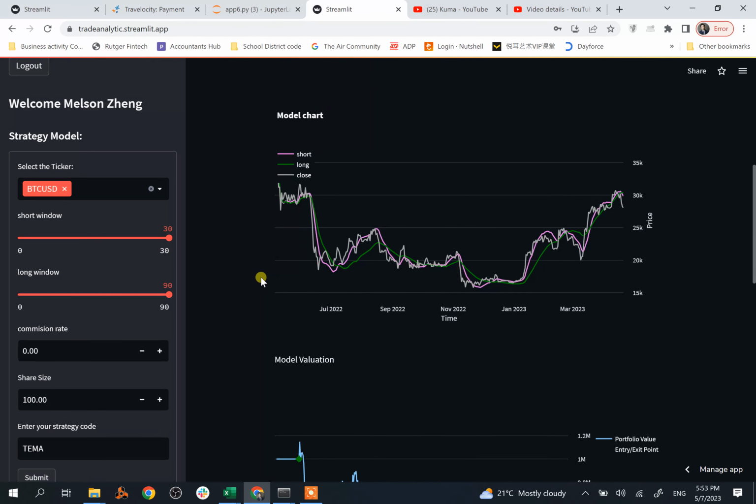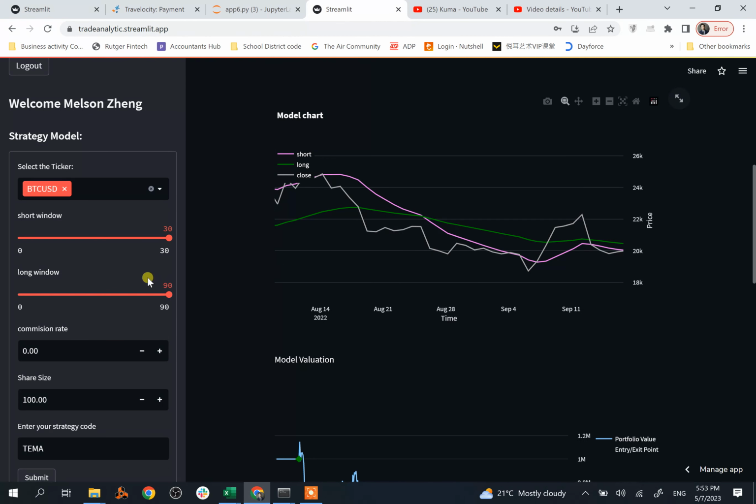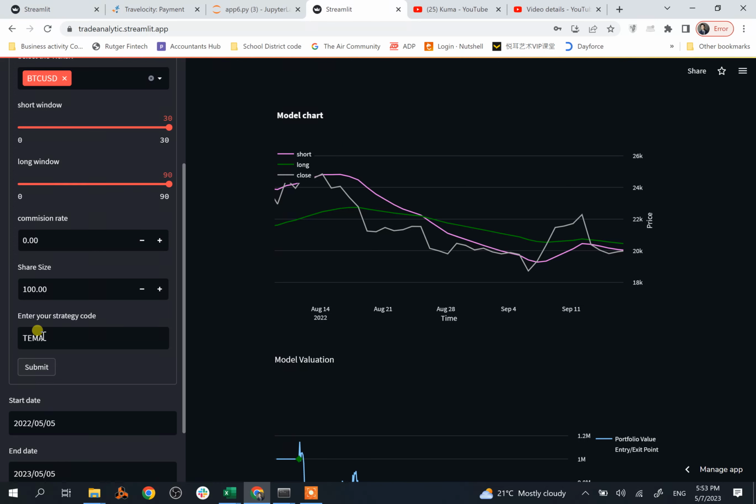And then this model chart here is a model that was based on the strategy over here, which is the TEMA, the triple exponential moving average. And then the crossing line here represents a buy signal or a sell signal.